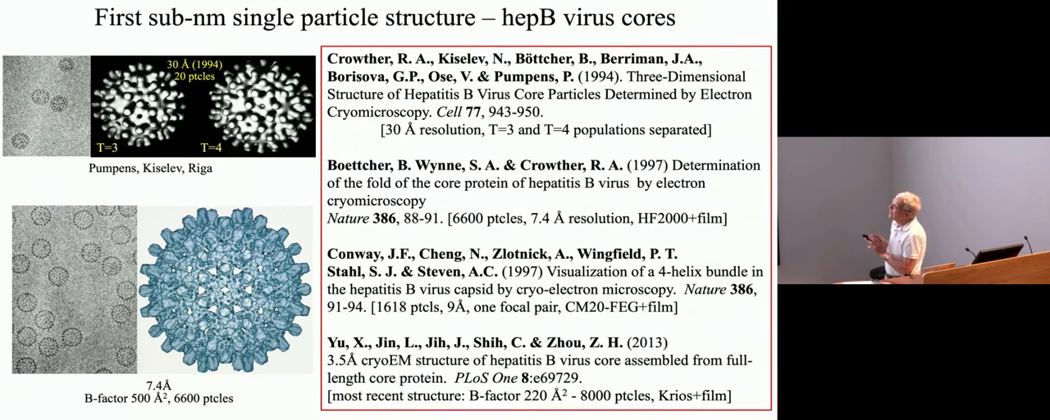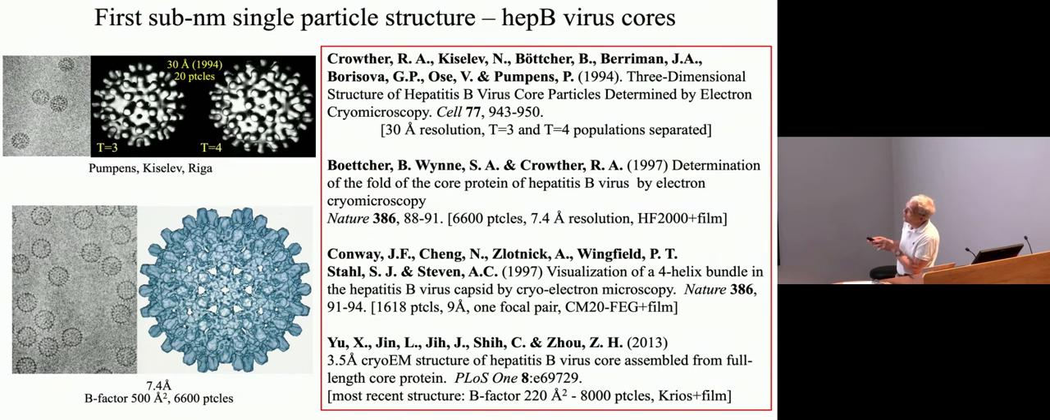Okay, and then the first time that single particle EM got below 10 angstroms came from work that Bettina Böttcher did here. And remember, Bettina came originally from Groningen with Ernie van Bruggen, but she came here as a postdoc to try and get higher resolution and try to work on TMV and so on, and worked with Tony Crowther, and they had this specimen, hepatitis B virus cores, that came from Nikolai Kiselev and Paul Pumpens, who were in Latvia or Moscow and so on. They brought the sample, and this was a mixture of T equals 3 and T equals 4 states.